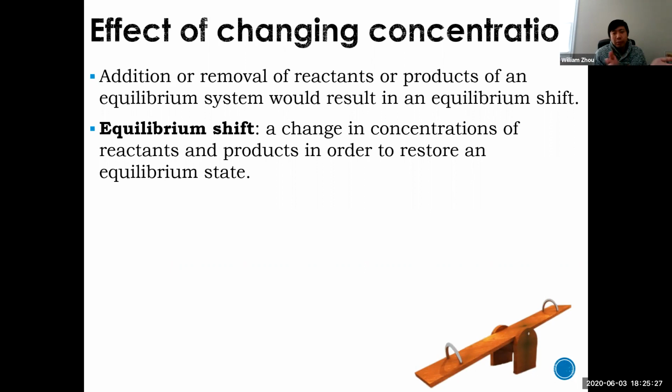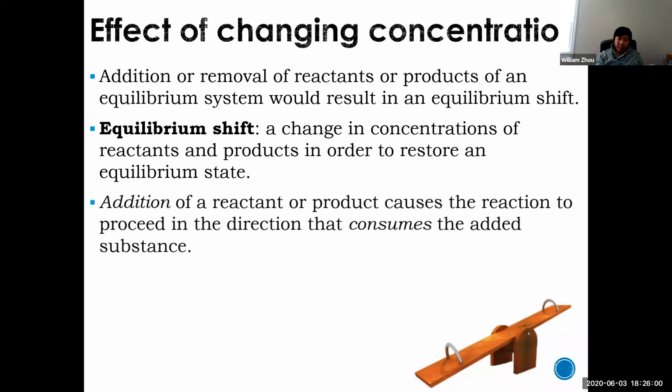If you add or remove some products or reactants, you will change the concentration and you will result in an equilibrium shift. Okay, what is an equilibrium shift? Well, if you screw up the equilibrium, something must be done. In this case, you will change the concentration of reactant or product so that equilibrium will be restored. All right, you have to basically rearrange the concentrations of everything so that you will have a new equilibrium.